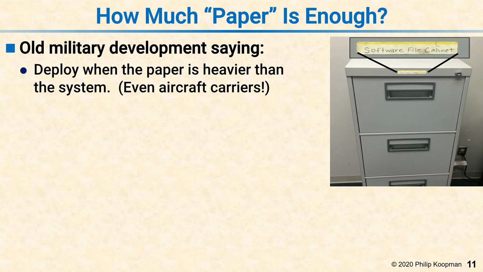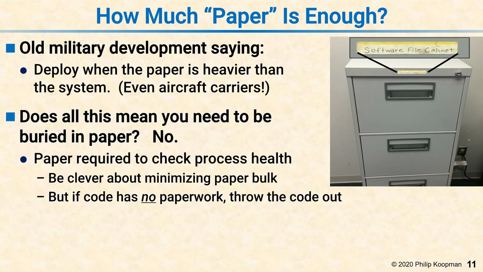So the idea is with a heavyweight process, there is a lot of paper. But that might be what's required because the stakes are high, the systems are incredibly complicated. Sometimes that's really the only way to do it. Does this mean you need to be buried in paper? No. The point of having the paper is, first of all, to make sure you're actually doing methodical design and you have the ability to use the previous step.